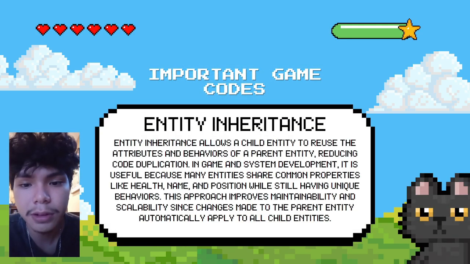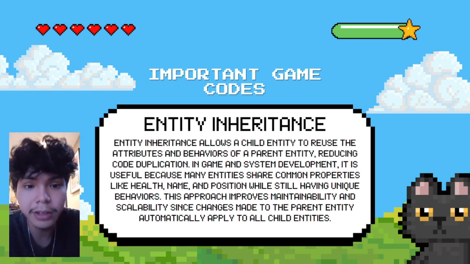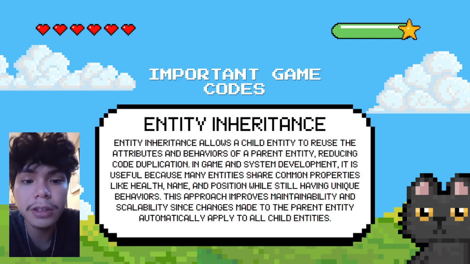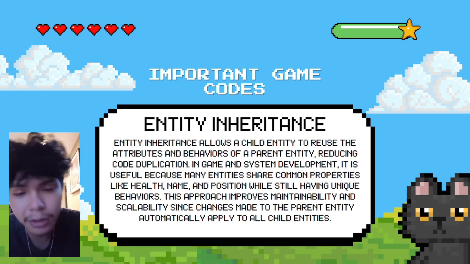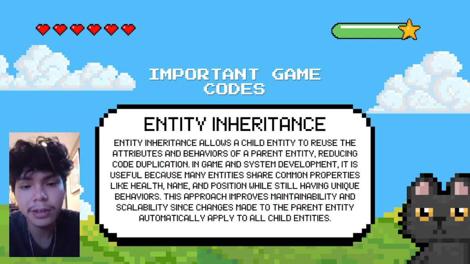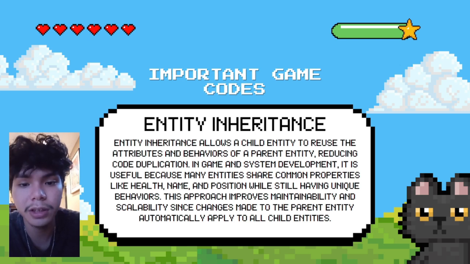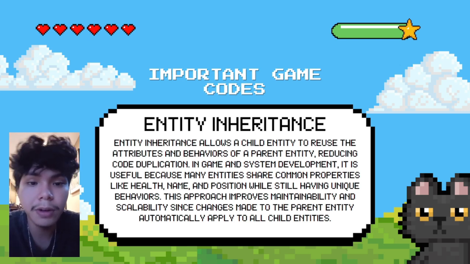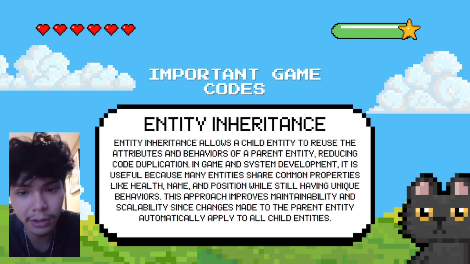I'm going to be talking about the entity inheritance. Entity inheritance is a concept in object oriented design where one entity called the child entity inherits the attributes and behaviors of another entity called the parent entity. This means that common properties such as names, identifiers, or basic functions are defined once in the parent entity and automatically shared with all related child entities. By doing this, developers avoid repeating the same code or data structure across multiple entities.